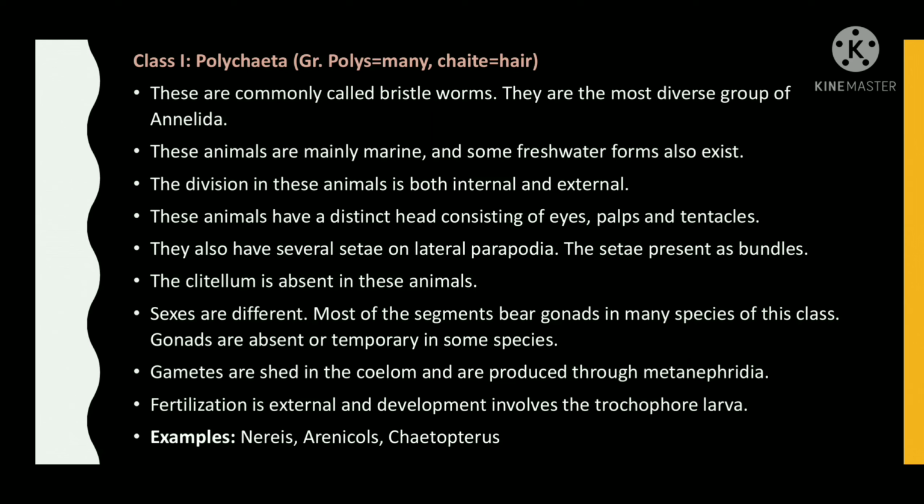Sexes are separate. Most of the segments bear gonads in many species of this class. Gonads are absent or temporary in some species. Gametes are shed in the coelom and released through metanephridia. Fertilization is external and development involves the trochophore larva. Examples: Nereis, Arenicola, Chaetopterus.